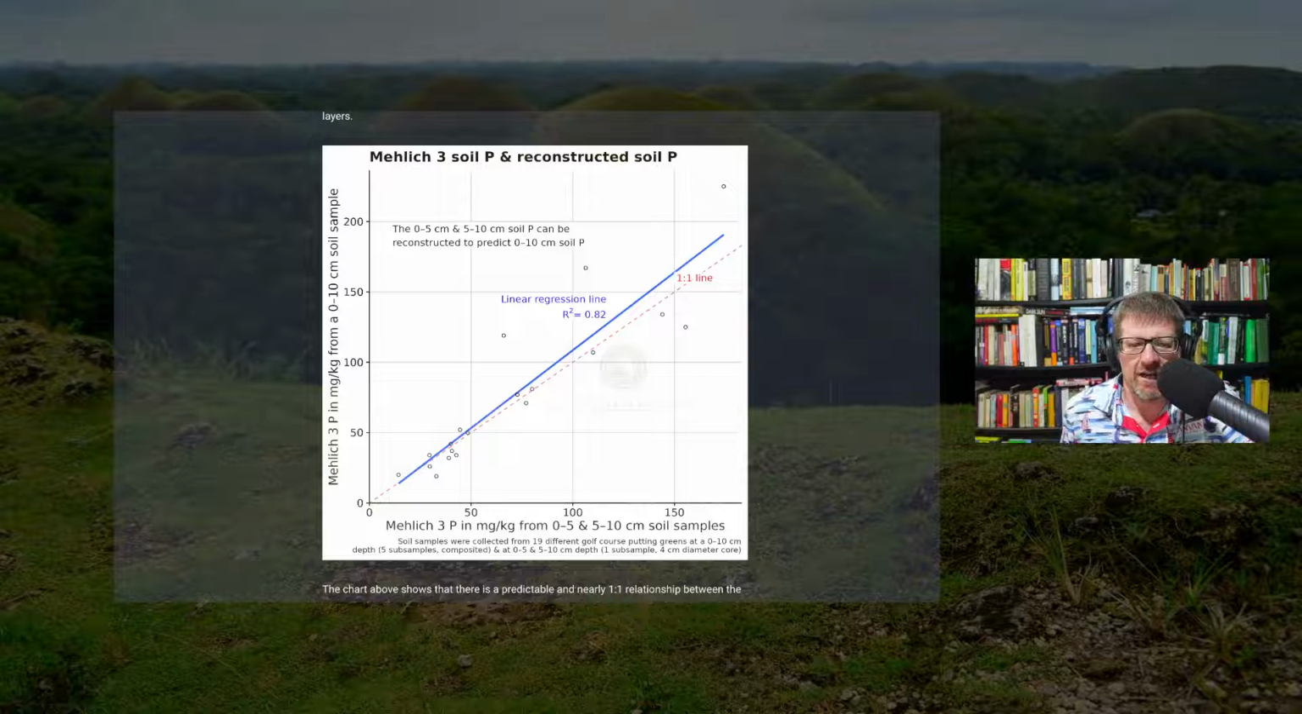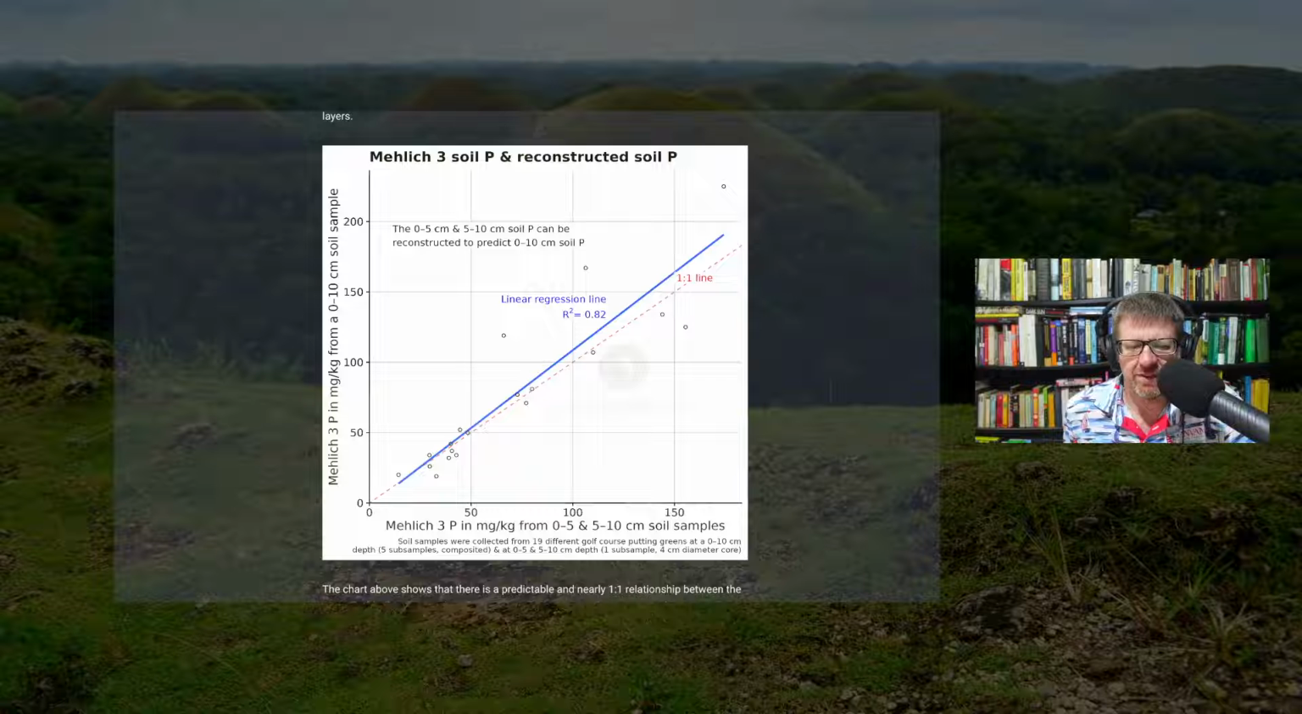And I show on the y-axis, or the vertical axis, what the 0 to 10 centimeter depth test result was, because I did a project in Japan on 19 greens, 19 different greens, not at one property, but in multiple locations, multiple grass types, different soils in Japan. Consequently, there are different gradients of soil phosphorus and different soil properties.